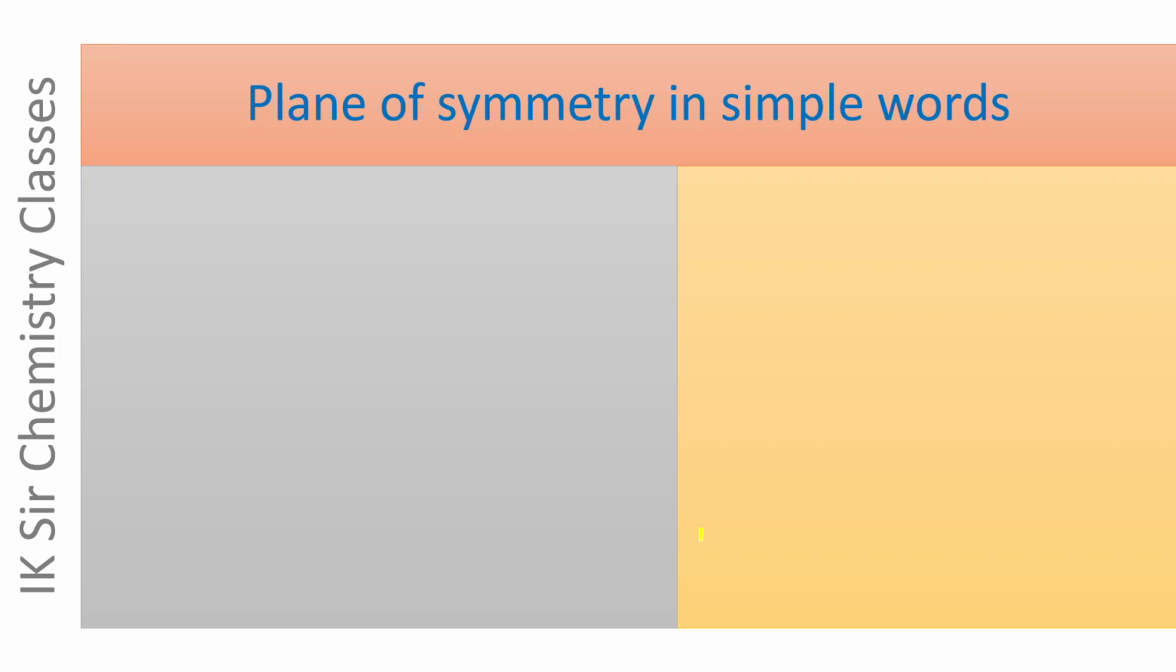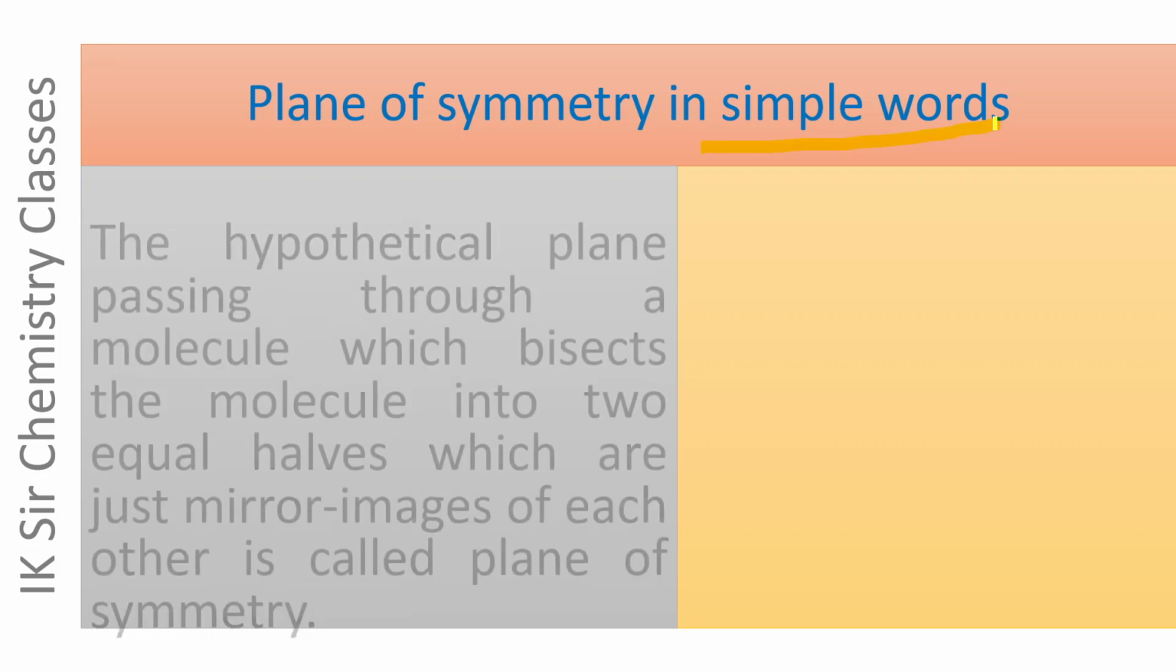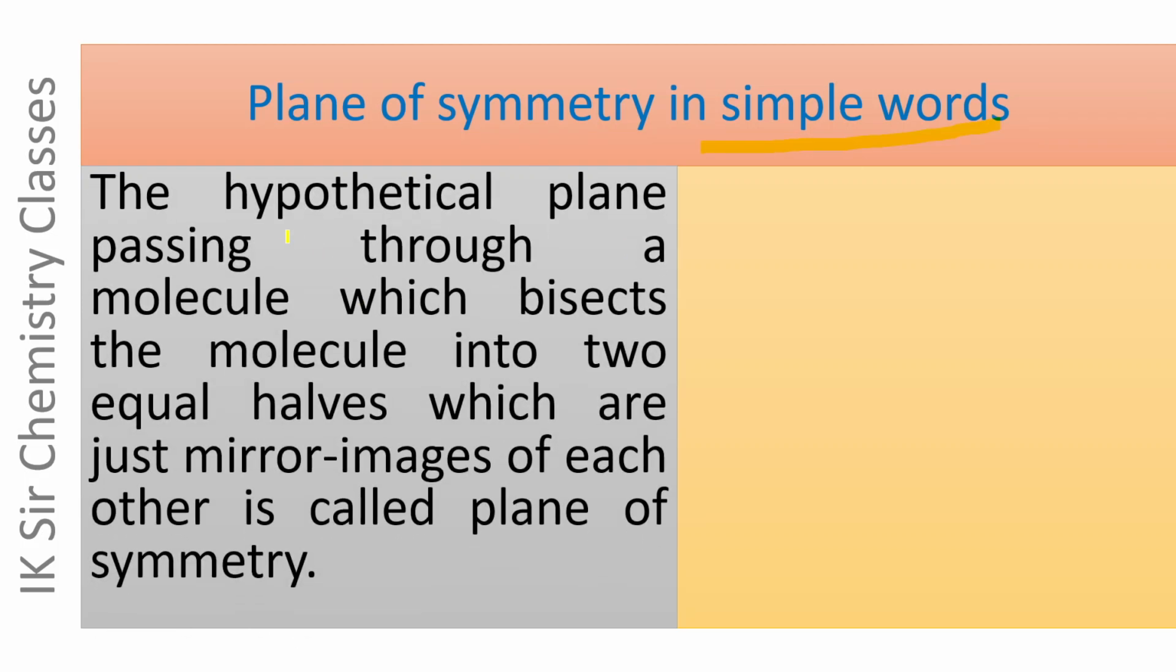The plane of symmetry can be defined in simple words as follows. The hypothetical plane passing through the molecule which bisects the molecule into two equal halves which are just mirror images of each other is called plane of symmetry.